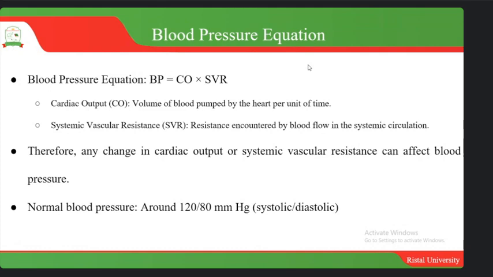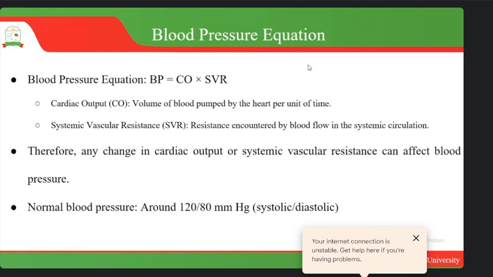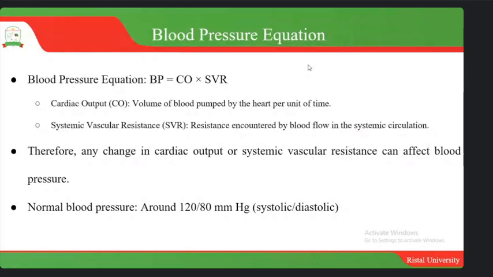Then the systemic vascular resistance, the SVR, that is the resistance that is encountered by blood flow in the systemic circulation. Systemic circulation is basically throughout our bodies. When the blood is pumped through the entire body, that is systemic circulation. So the resistance that is encountered by the blood when it is passing through those different blood vessels in our bodies is called the systemic vascular resistance. And vascular basically refers to the blood vessels. So the passage of the blood through those blood vessels, and there is resistance for it to pass through, is what we call the systemic vascular resistance.